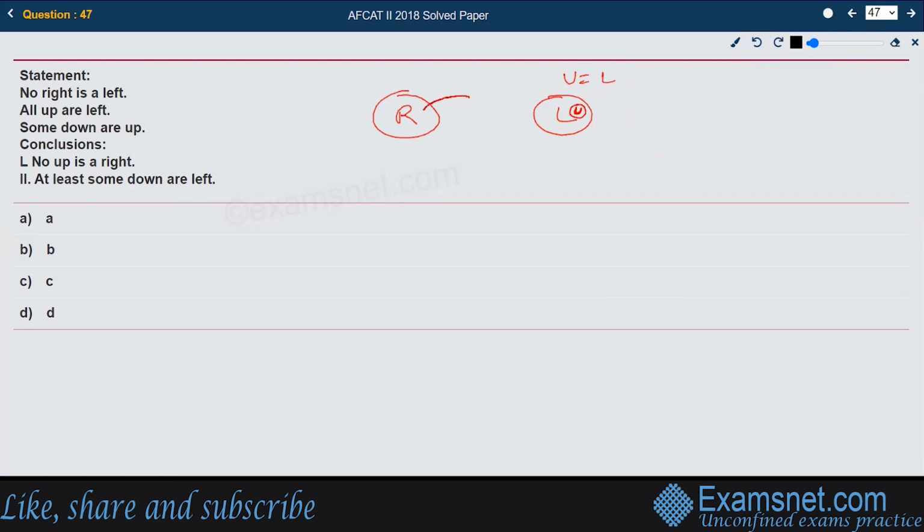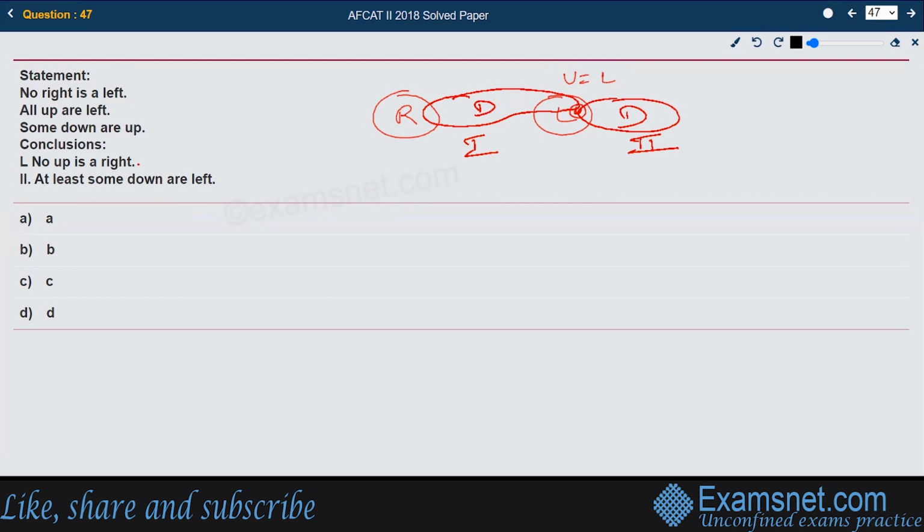So he has already said some down are up. So let me have an intersection between up and down like this, and an intersection between up and down like this. So there are two possibilities, whether it is touching R or whether it is not touching R. Okay, now the conclusion is: no up is right. If the conclusion is true, then only we will follow it, otherwise we will not follow it.